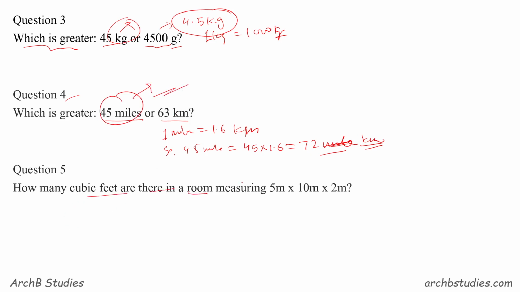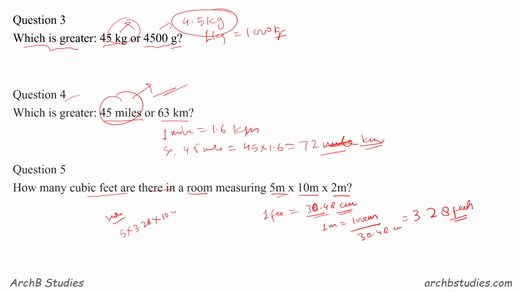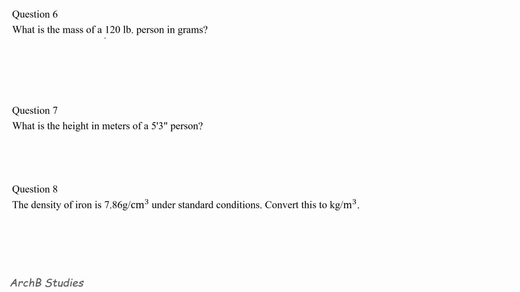How many cubic feet are there in room measuring 5 meter by 10 meter by 2 meter? So we know that in 1 feet there are 30.48 centimeter. So now to find out the number of feet in 1 meter, we have to divide meter by 30.48 centimeters. So 1 meter equal to 100 centimeters divided by 30.48 centimeters, 3.28 feet. Now in the whole room it will be 5 into 3.28 into 10 into 3.28 into 2 into 3.28 cubic feet. So this comes 3528.75 cubic feet.